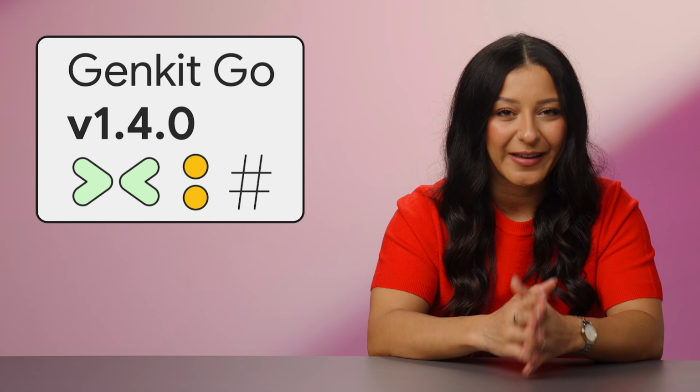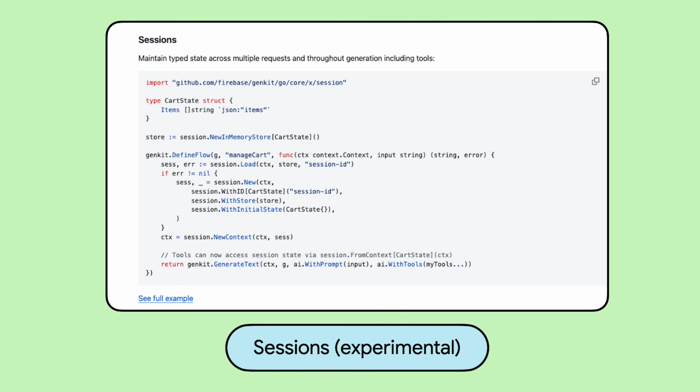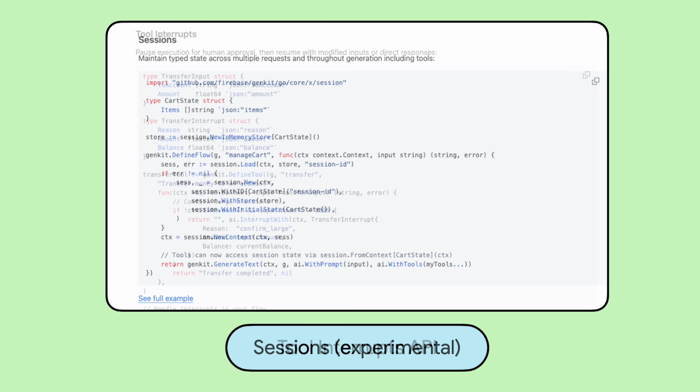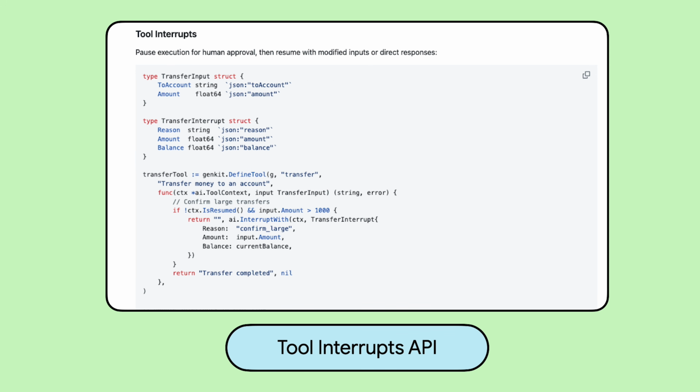Genkit Go version 1.4.0 is now available. This update introduces experimental sessions to maintain state across multi-turn conversations and a refactored tools interrupts API for smoother human-in-the-loop workflow.